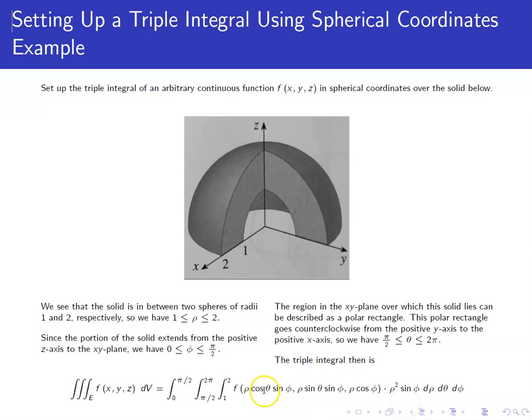And then finally, we need to make sure that we evaluate our function at the appropriate conversion formulas. We need to replace x with rho cosine theta sine phi, y with rho sine theta sine phi, and z with rho cosine phi.